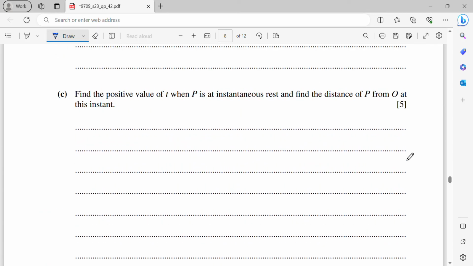Now part c, find the positive value of t when p is at instantaneous rest. It means that v equals 0. Okay, what is the t? And find the distance of p from O at this instant. This is the s distance. So now we need to find what is the t when v equals 0.